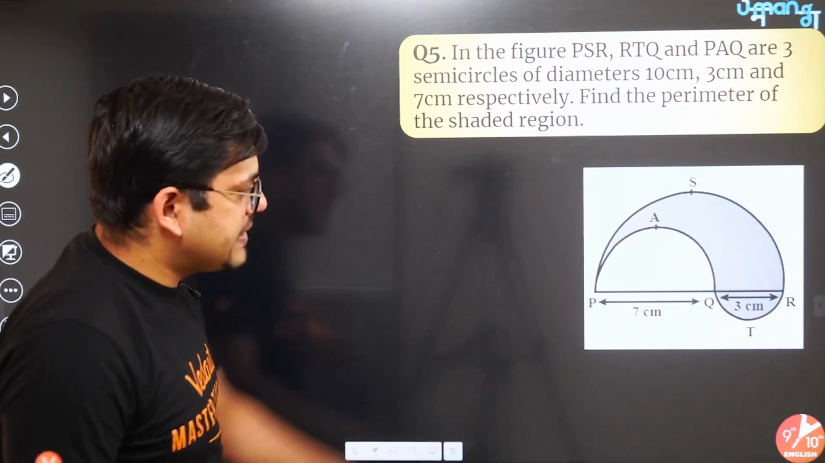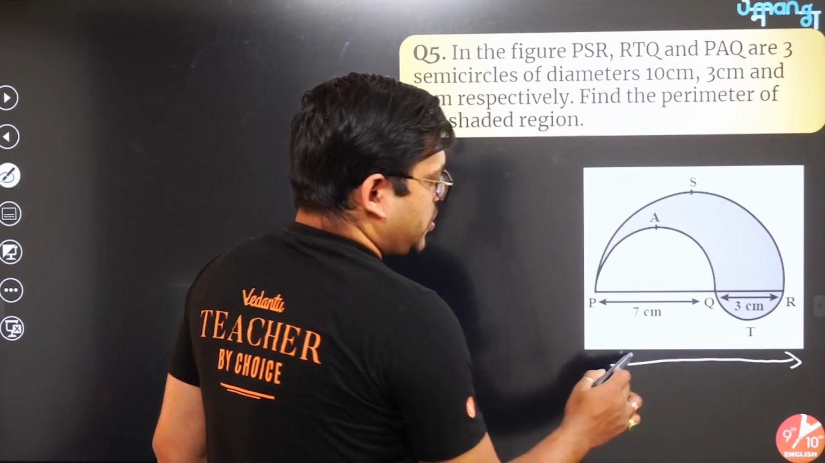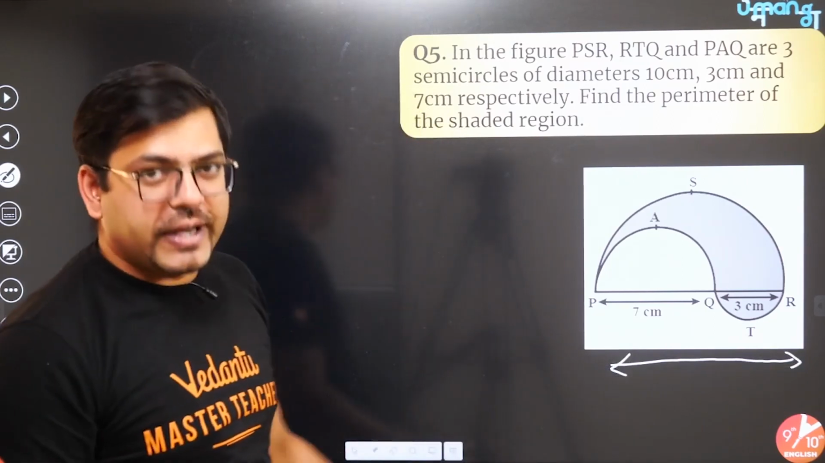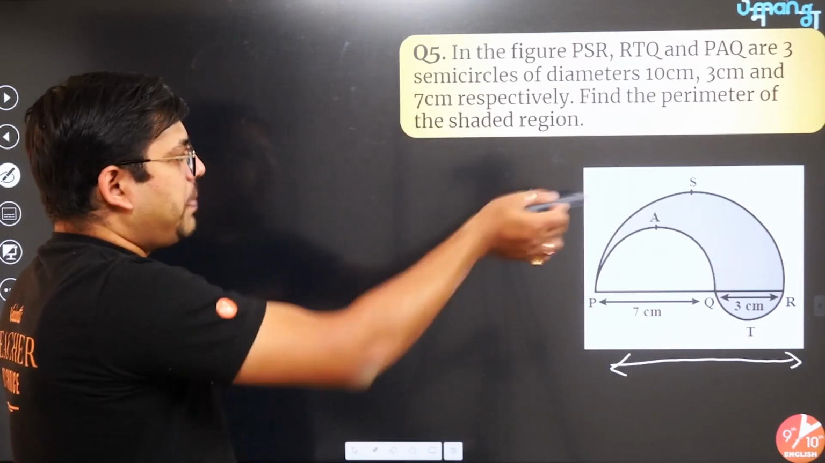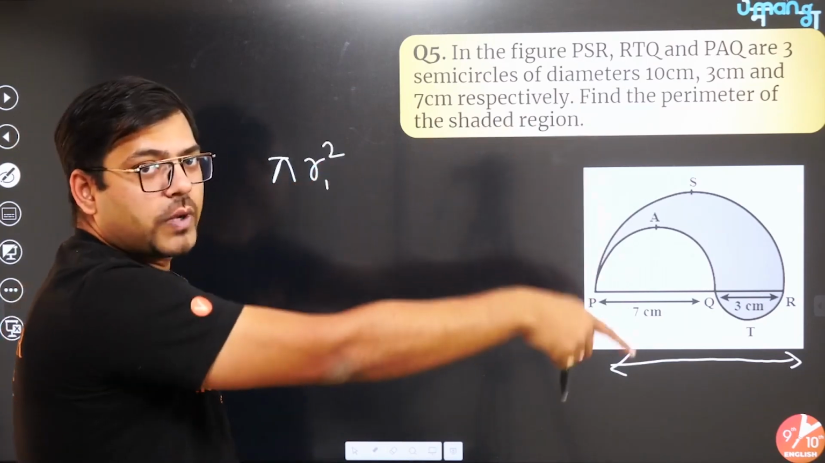So if I am not wrong, 7 and 3, 10 centimeters is the entire length. So I am assuming that this is the diameter. So radius will be half. So pi, let me write the first, pi r1 square, the bigger one.